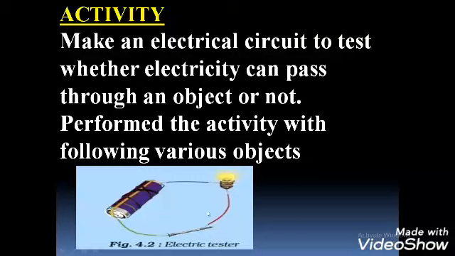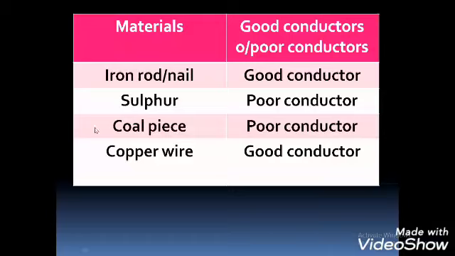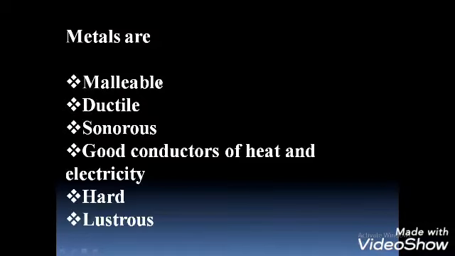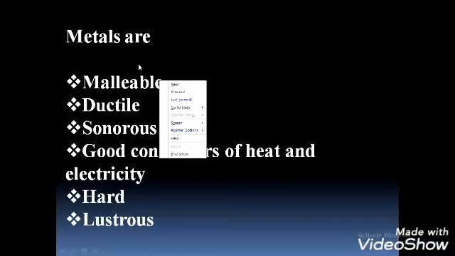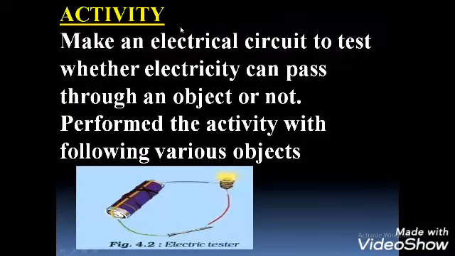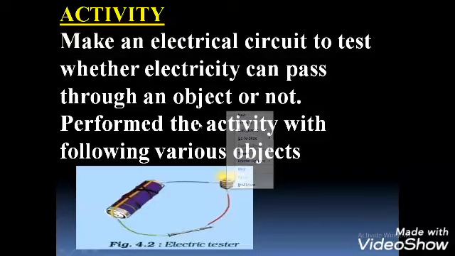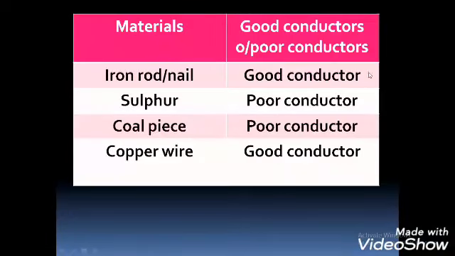Then, in this electrical circuit, we use an iron nail. It is a metal. So, we can test whether the following objects conduct electricity or not. Which are the materials we used here? First one, iron rod or nail. When we used the iron nail, what happens? When we use the iron nail, this bulb will glow. That is, this electrical circuit conducts electricity. So we can say that the iron nail is a good conductor.